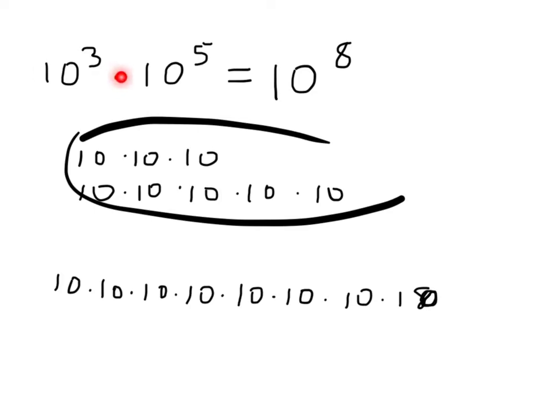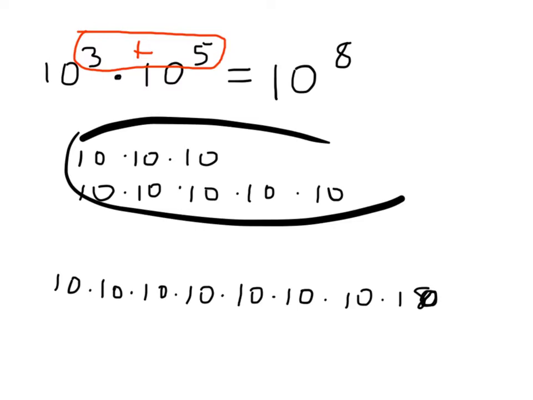So even though we're multiplying here, we add the exponents up there. What we're going to do with those exponents is actually add them. Even though we see multiplication here, by multiplying we're just putting them all in a group. I got 8 of them down here. So 10 to the third times 10 to the fifth will equal 10 to the 8th.